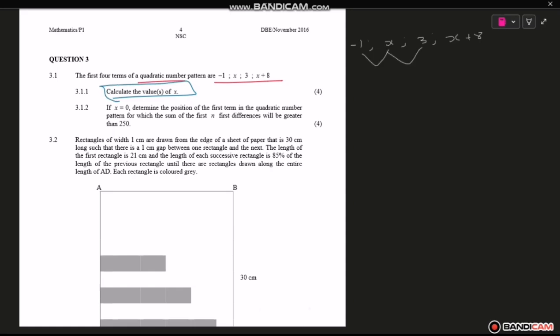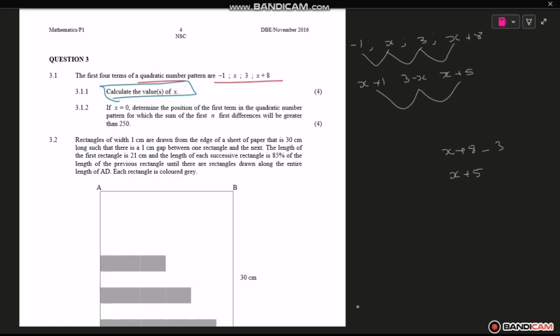Okay, we're going to look first for the first difference. So it's going to be x minus negative 1, which is x plus 1. Then 3 minus x. Therefore here, x plus 8 minus 3 is going to be x plus 5. I'm going to write it right here, x plus 5.